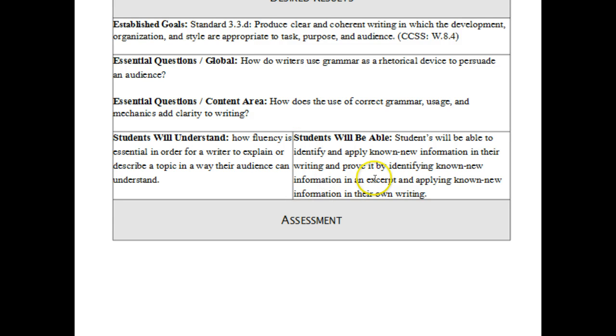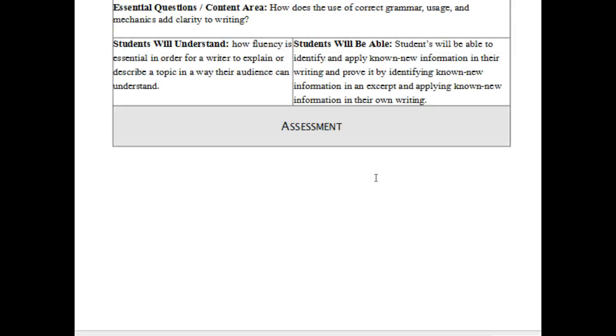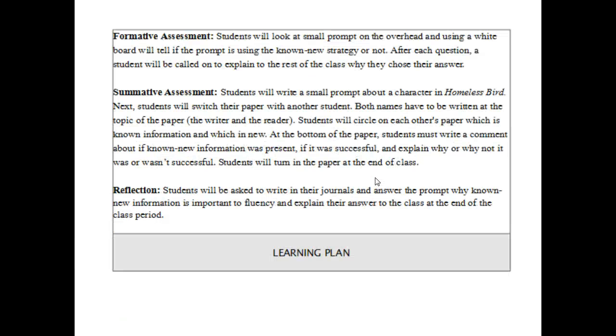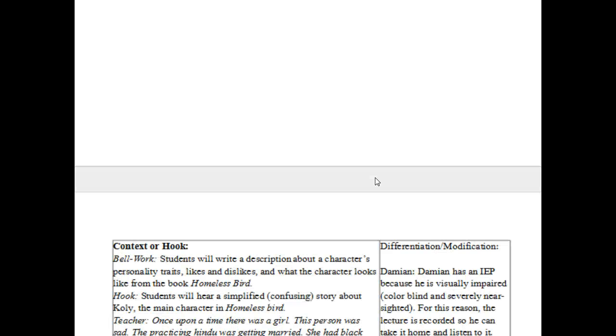So, your students will be able to is nicely identified. They'll be able to identify known information in their writing and prove it by looking at an excerpt. All right, very good, nice, measurable, straightforward. Okay, your assessments are well aligned.